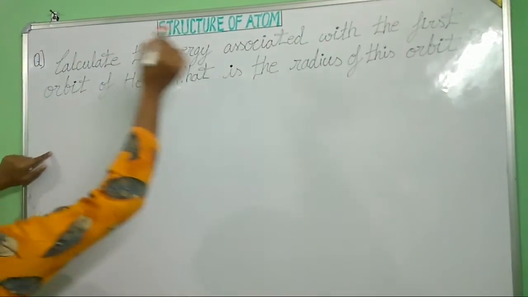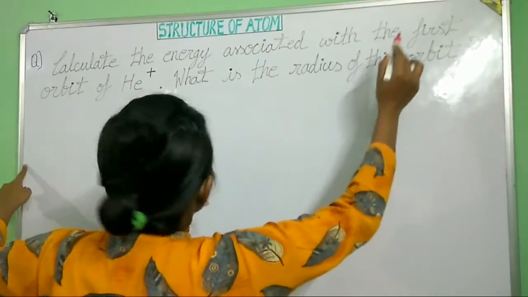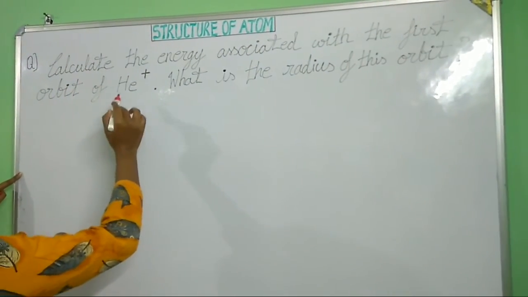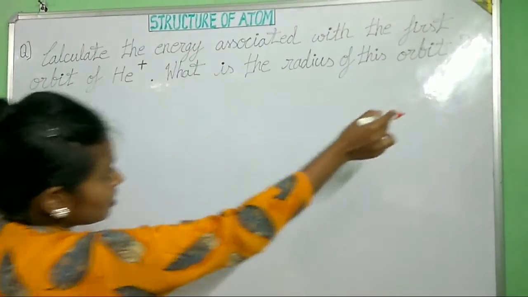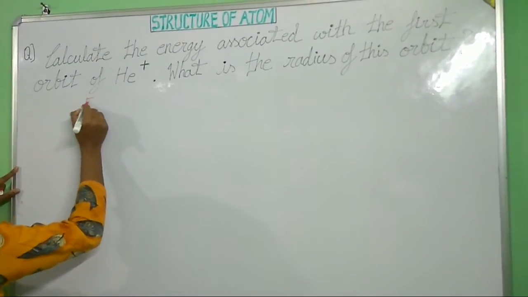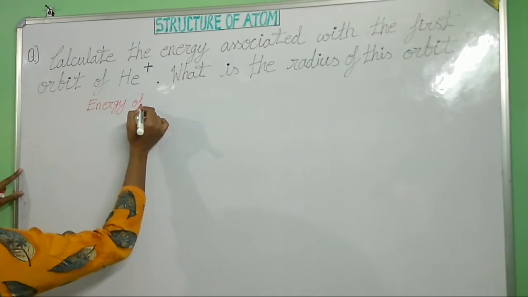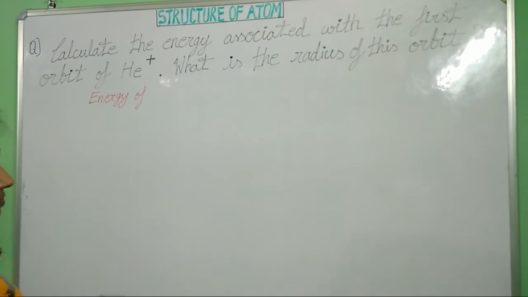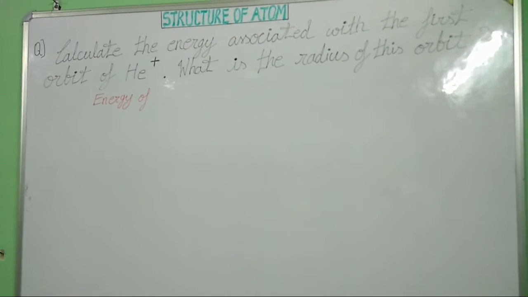See the next question. Calculate the energy associated with the first orbit of helium plus. What is the radius of this orbit? So energy of orbit, energy of electron in the nth orbit.